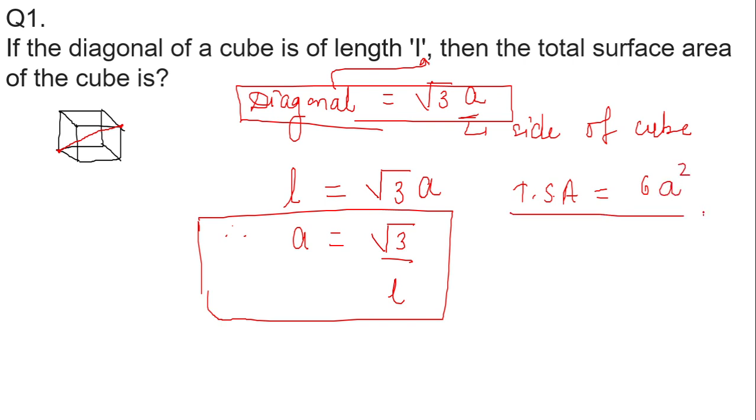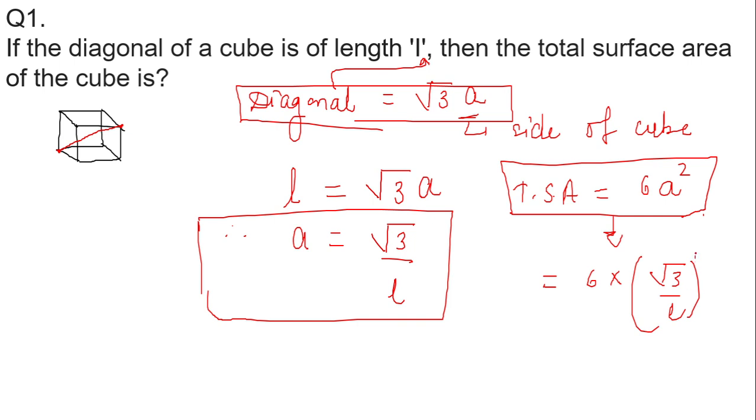How come? I'll explain this now. Before that we'll solve this question's answer, and then I'll tell you two formulas, that is the lateral surface area, and the second one is the total surface area. So here the total surface area is equal to 6a square. We have the value of a, so I'll take this as 6 into L divided by under root of 3, raised to 2.